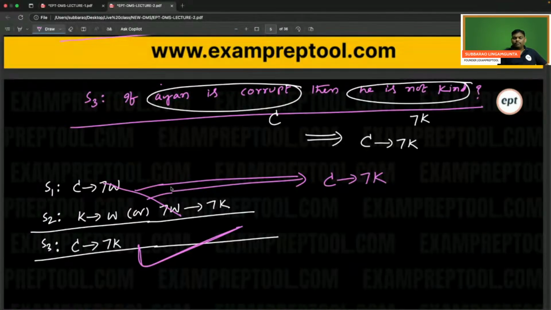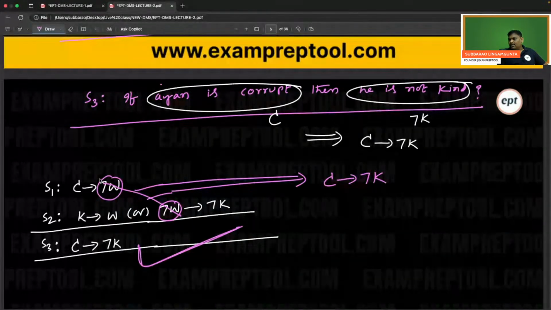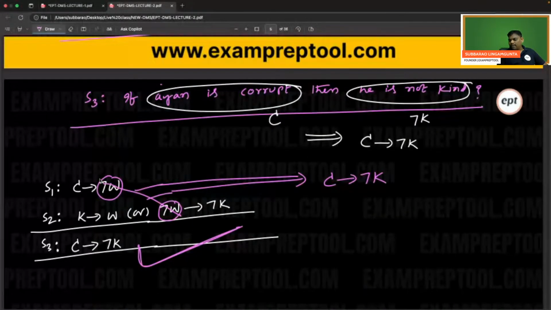So please check. Using the transitive property, these two are cancelled. First premise's last part and second premise's first part are equal, so cancel it. Remember, both should be implications. S1 is an implication and S2 is an implication. If we want to apply the transitive property, both should be implications, and the first premise's second part and the second premise's first part should be the same. Then only you can cancel it. It goes to C implies negation K, which is the conclusion.